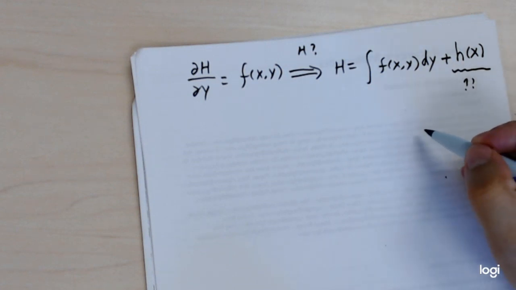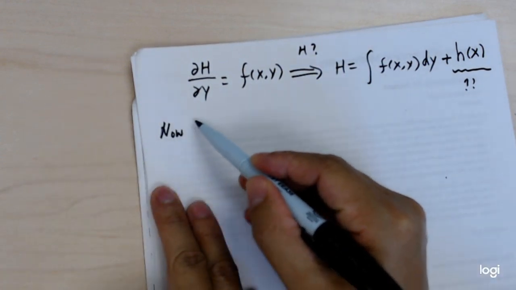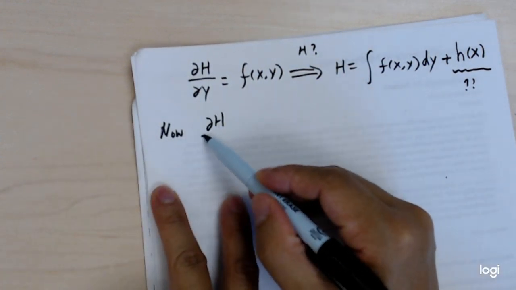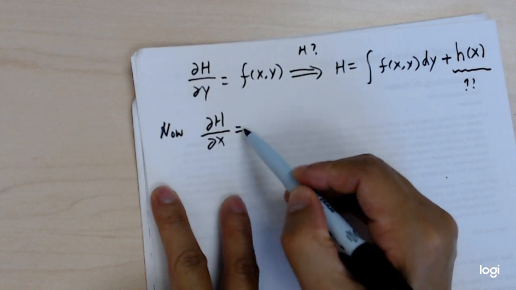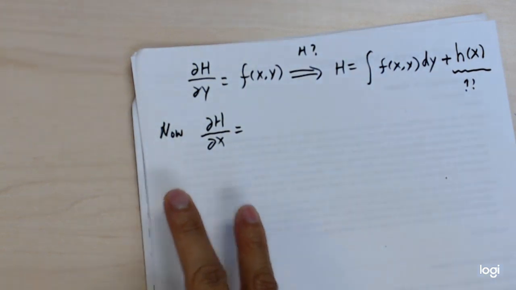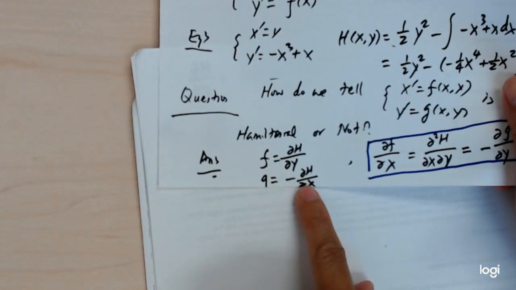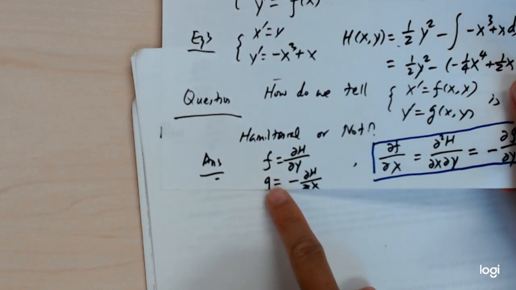To find out H, notice that I also need dH/dx, can you think about that? dH/dx needs to be negative g, negative g.